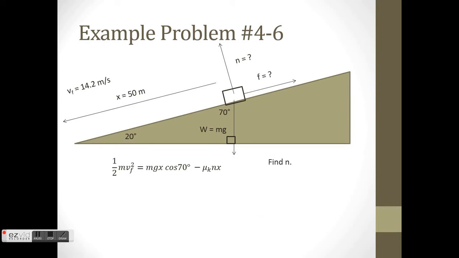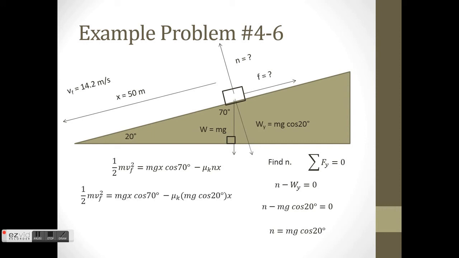So I need to figure out the normal force first. The way to do this is to say the sum of forces in the y direction, so in this direction, is equal to 0. So normal force minus the y component of weight is equal to 0. The y component of weight is mg cosine of 20. So normal force minus mg cosine of 20 is equal to 0, so normal force and mg cosine of 20 are the same. So I can substitute that in for normal force, and there we go.